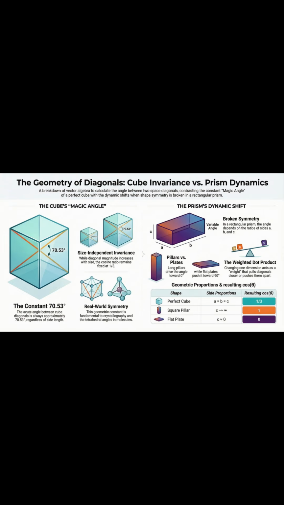Phase 2: the symmetry break. The diagram then tracks the transition into the prism example. By allowing the side lengths to vary independently, the fixed nature of the cube is discarded, and the internal angle becomes dependent on the specific ratios of the shape's dimensions.